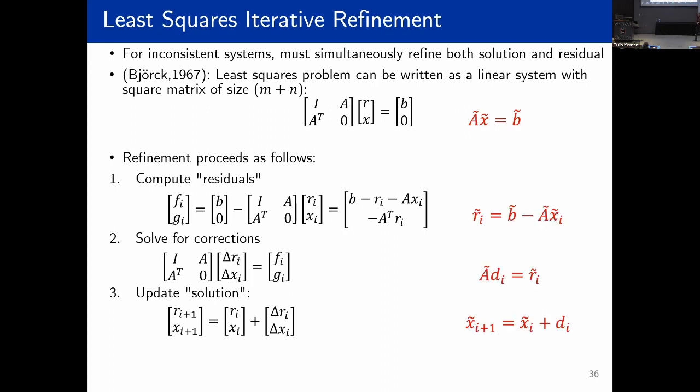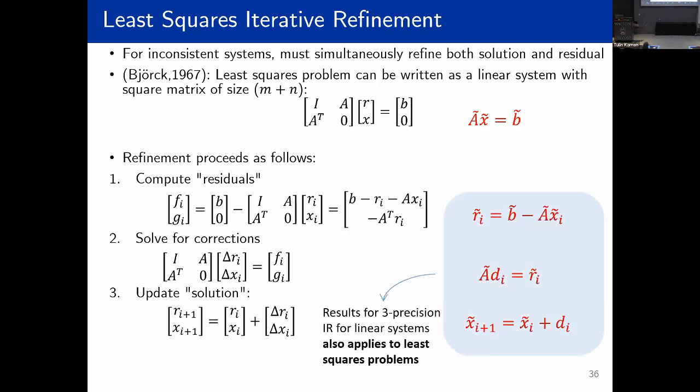So I can just write this in the exact same form. A nice thing is we can automatically say that the results for 3 precision iterative refinement for linear systems also apply to least squares problems. One particular issue which I won't go into is that if I want to use GMRES-based iterative refinement for this, I have to think about what my preconditioner is going to be. I obviously don't want to compute the LU factors of this augmented system. I already have the QR factors, so I want to cleverly construct a preconditioner consisting of the QR factors that will provably work well in GMRES. And there are ways to do that.